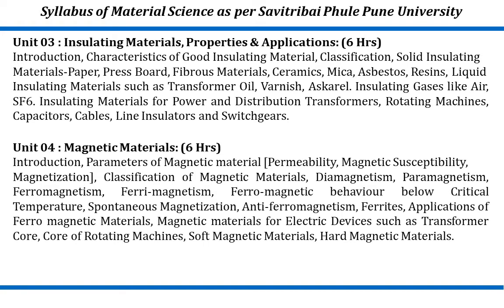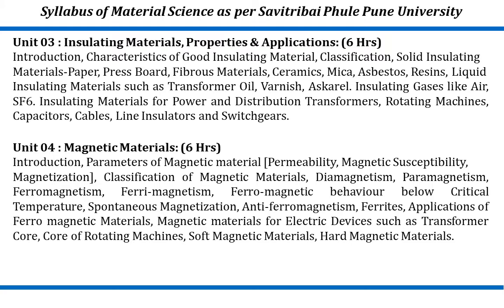Unit number 4 is related to the magnetic materials. So in that again we have to study basic concepts related to the magnetic material, that is permeability, magnetic susceptibility, magnetization. Is there any classification of magnetic material? Yes. The magnetic material gets classified into 4 types. So we have to study this in diamagnetism, paramagnetism, ferromagnetism and ferrimagnetism.